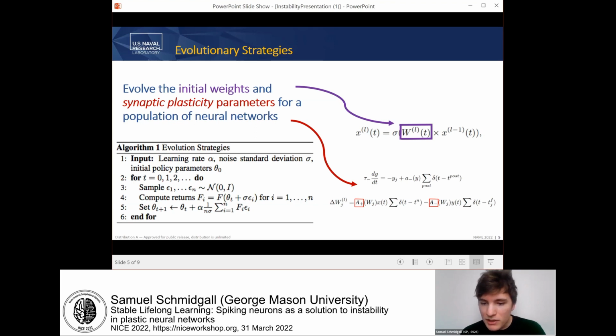The fundamental process of an evolutionary strategies optimizer consists of creating a population of models from a single central model and using the observed outcome of this model population to update the parameters for the central model. This process is repeated for a finite number of steps until the task is solved.